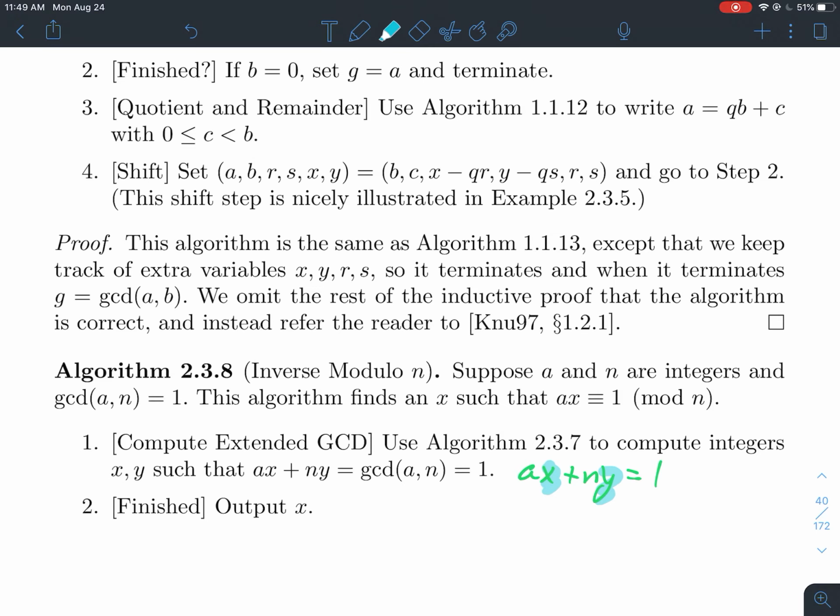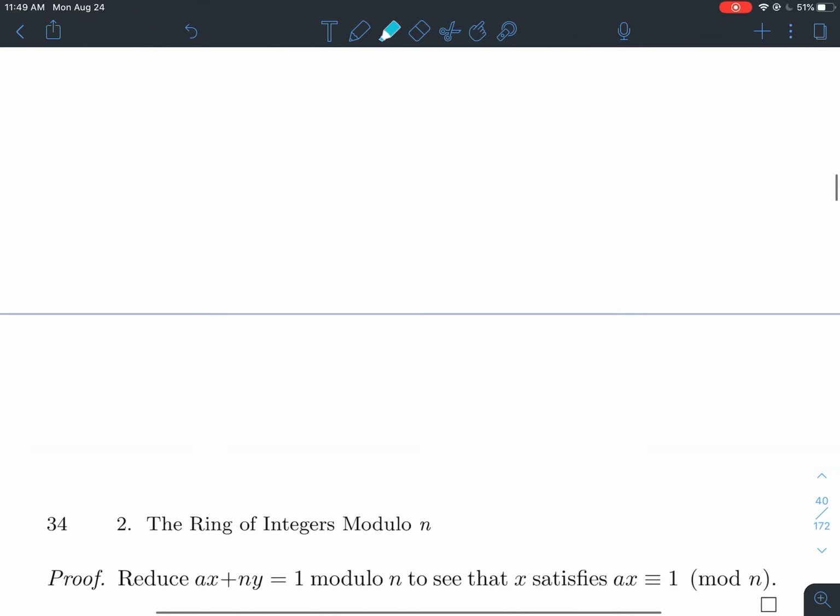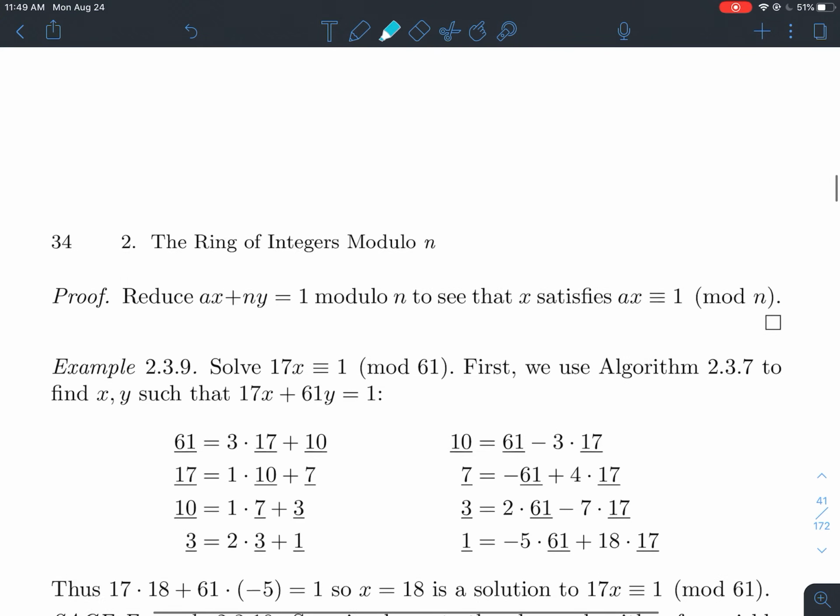Just like we were talking about, if 1 is the GCD of a and n, then there should exist an x and a y, as in the examples we just did. But now think about reducing things modulo n. When I reduce modulo n, this is 0. So in particular, the x that you found, the coefficient on a, is the inverse of a mod n. So let's go ahead and do an example with that first.